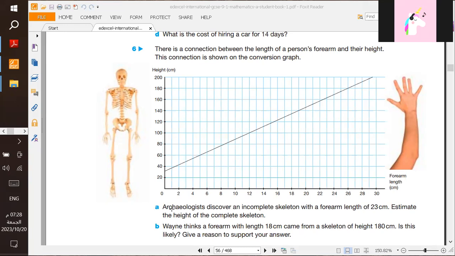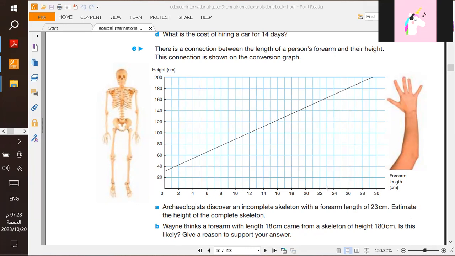Here we have question A. Archaeologists discover an incomplete skeleton with a forearm length of 23 centimeters. Estimate the height of the complete skeleton. It means the forearm length here, they found it 23 centimeters. So we're going to find 23 centimeters. So basically 23 centimeters is going to be here.